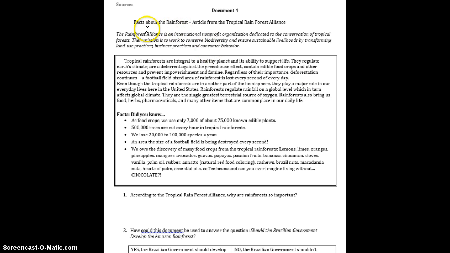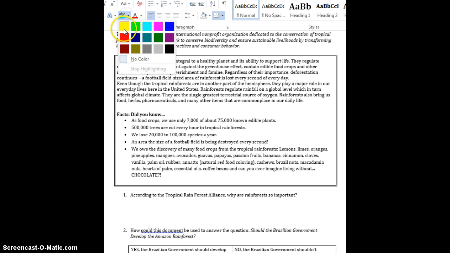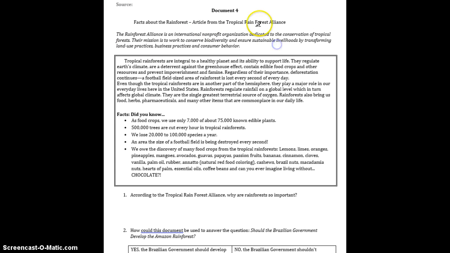We see that this is from Facts About the Rainforest, and it's an article from the Tropical Rainforest Alliance. The fact that this is from the Tropical Rainforest Alliance tells us a little about this writer. Obviously, they're probably going to be pro-rainforest and anti developing the rainforest. So keep that in mind when you're reading this, because there is a bias and it is clear that it's there. So we definitely want to start highlighting that, and then look at the rest of the information about the source.